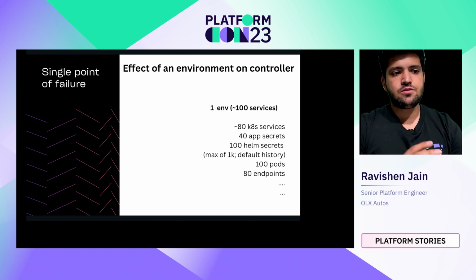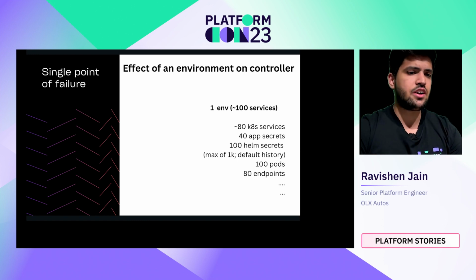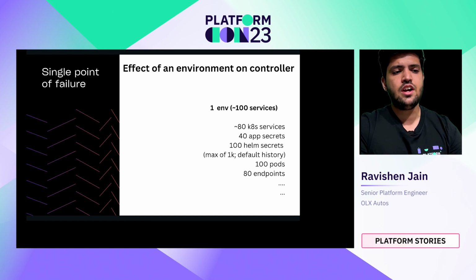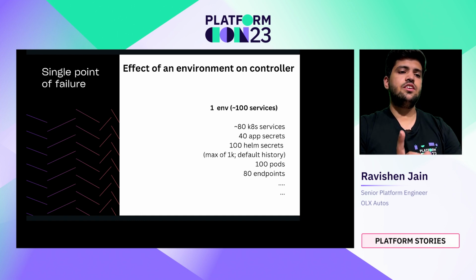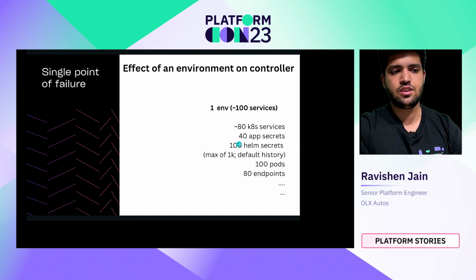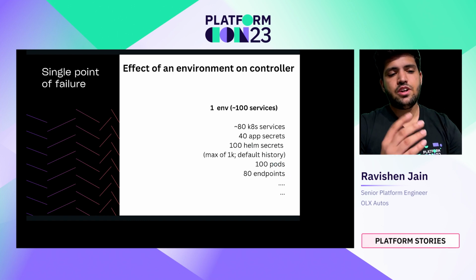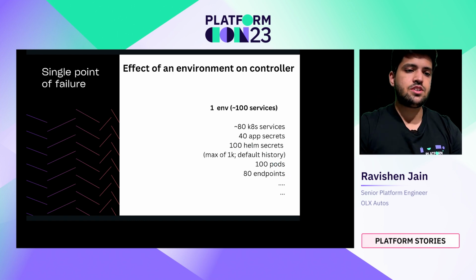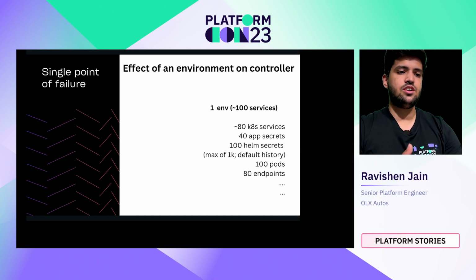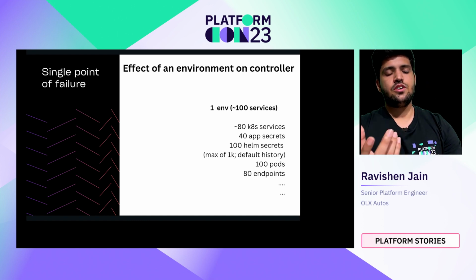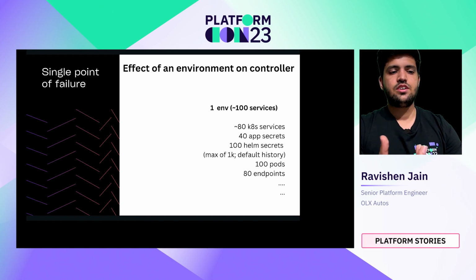let's say our environment right now comprises, on an average, 100 services, and we have about 80 odd K8s services, 40 app secrets, and these many Helm secrets and pods and endpoints. One critical thing that you have to keep in mind is we generally ignore Helm secrets, but for every release that you push via Helm, a secret is created in which we generally store your release details.